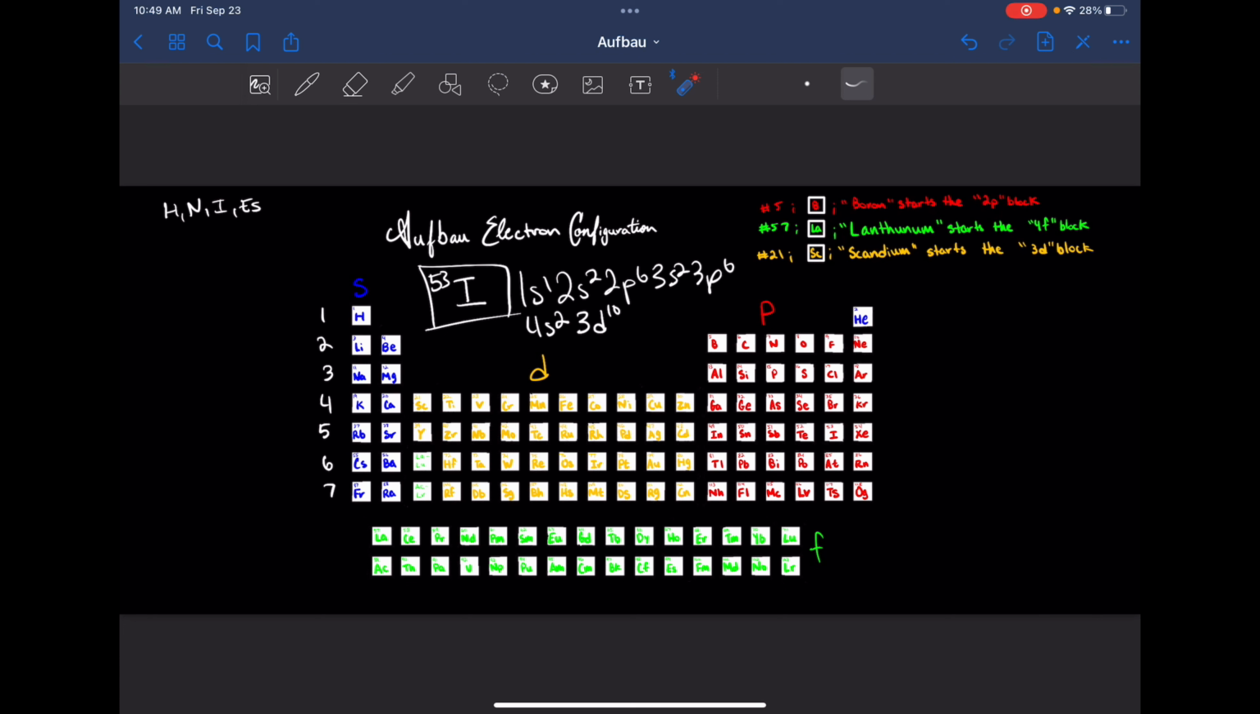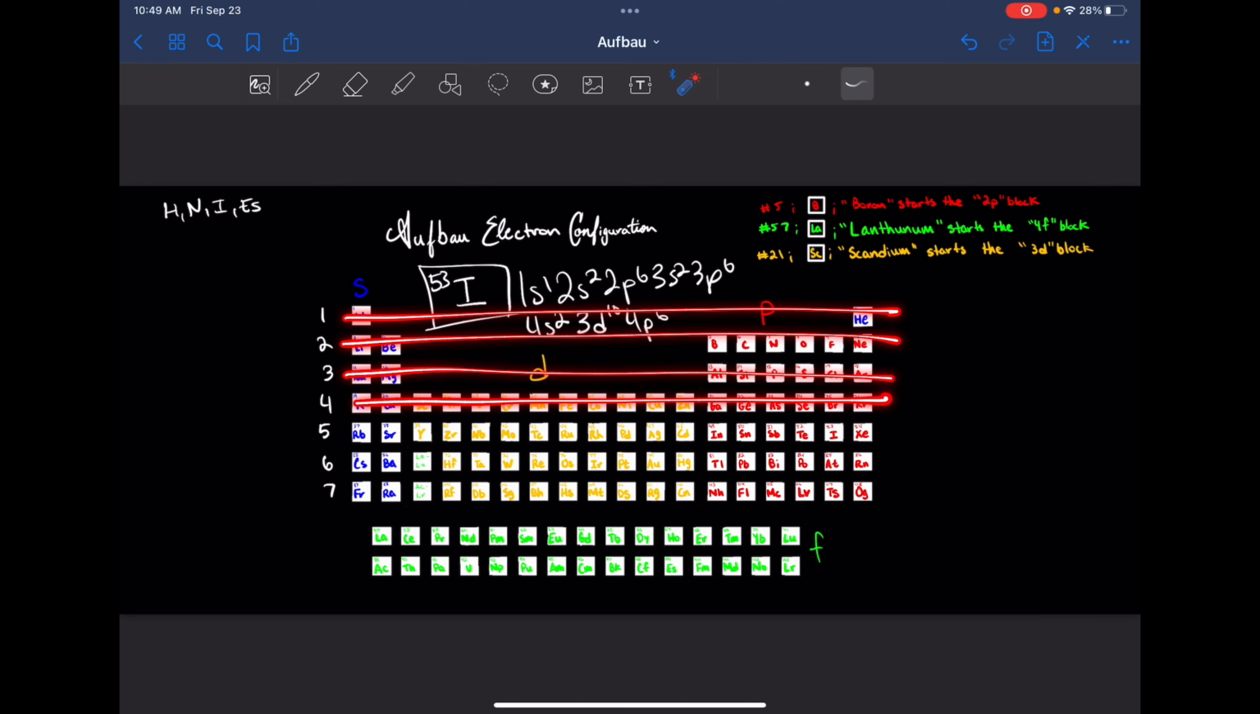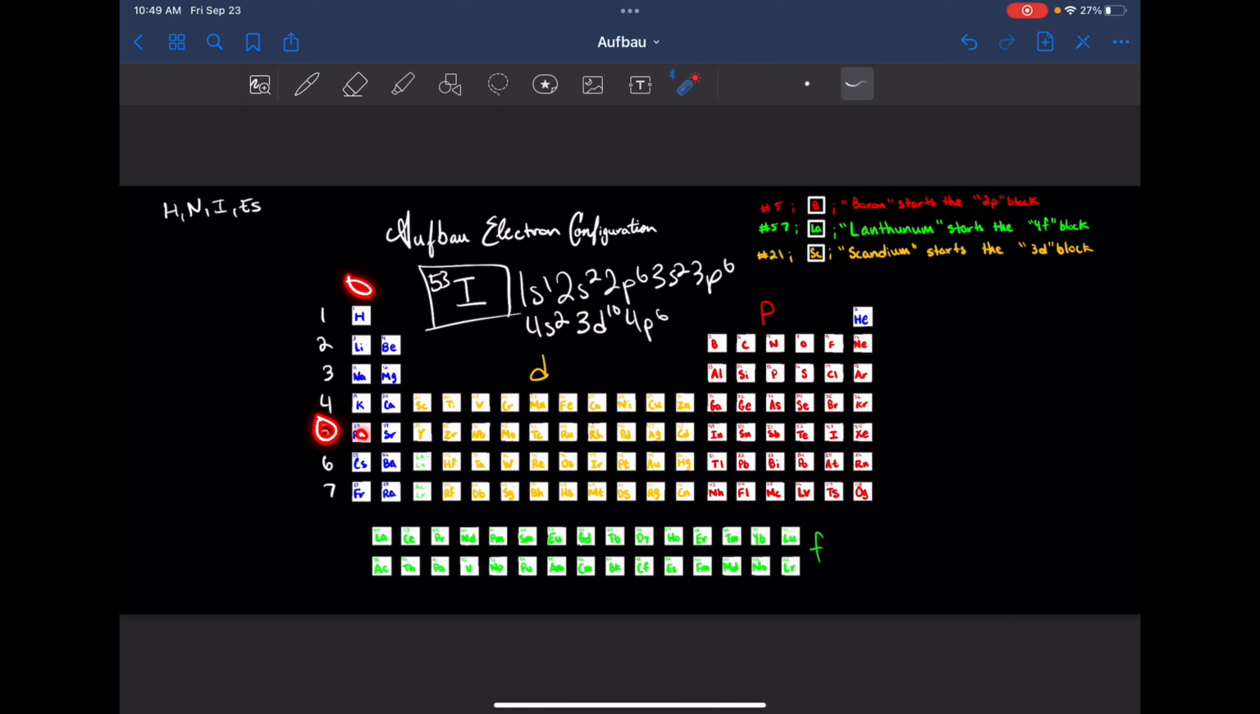So we had 4s1, 2 and 3d, 1 through 10. Well, now we're approaching the P block again, and our P block rules still stay the same. So we are still in period 4. So 4p, 1, 2, 3, 4, 5, 6, 4p6. Okay, so we've gone through this many so far. We're approaching our final period, period 5. 5s1, 2.